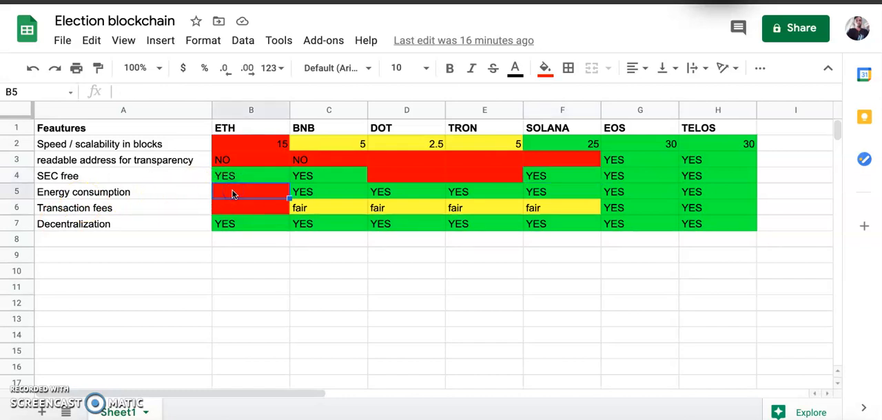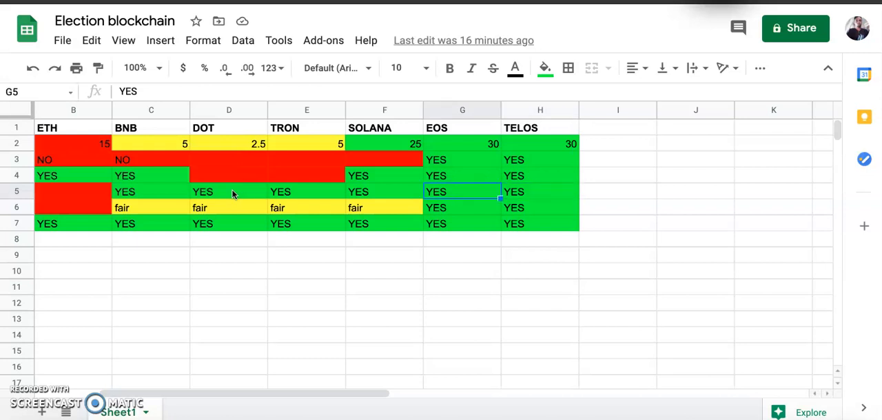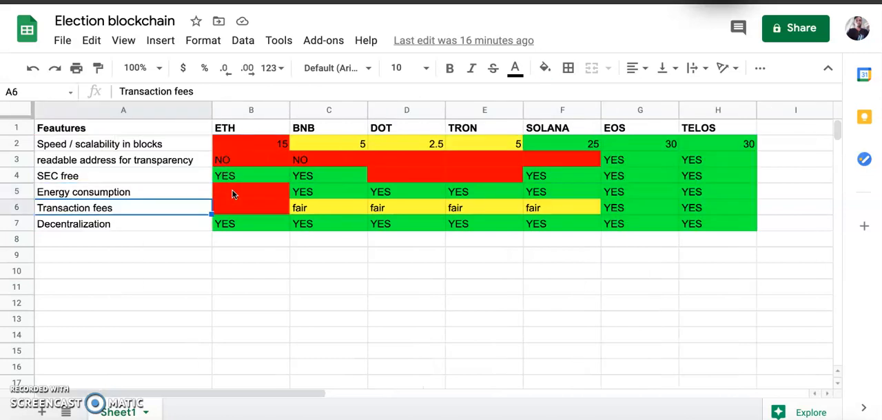Energy consumption, this is proof of work. All these guys are proof of stake, so they are fit for the purpose. Now, transaction fee, this one has a transaction fee and therefore is not fit. Now, these ones, their fees are fair, and here there is no transaction fee. You've never voted in an election and paid fees, have you? Now, decentralization, they are all decentralized.